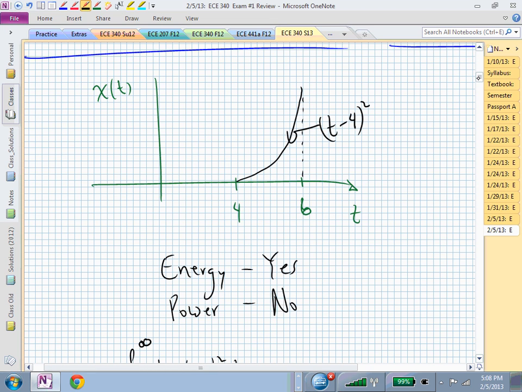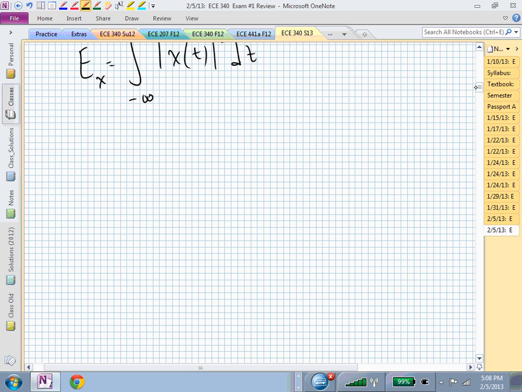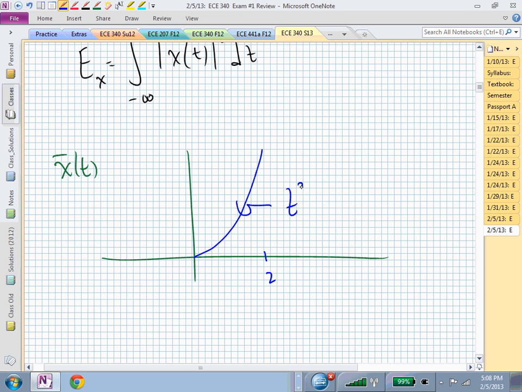But if you think just a little bit, you can say, well, it really doesn't matter if it's shifted over 4 or not. The energy in a waveform that was shifted towards the origin would have the same amount of energy as this waveform, meaning the following signal, x bar of t, has the same energy as x of t did.